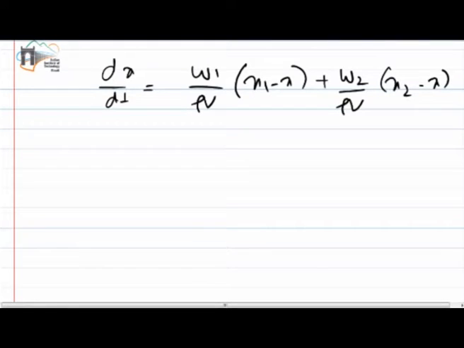Okay, so I think there are some issues with the battery. Okay, so we were here with this equation.